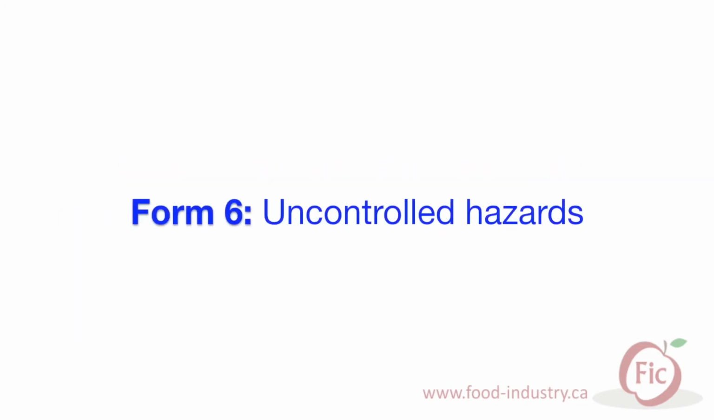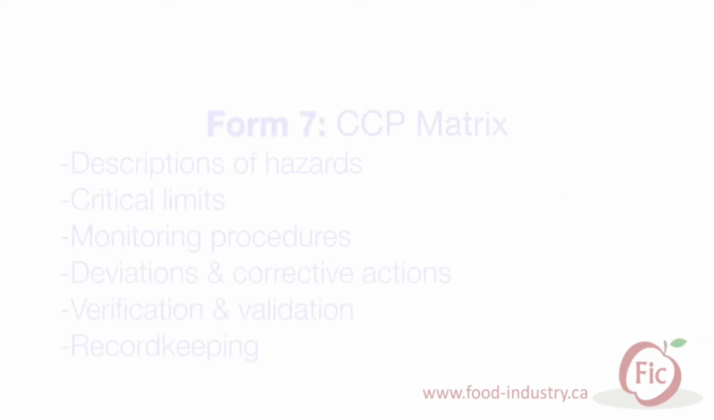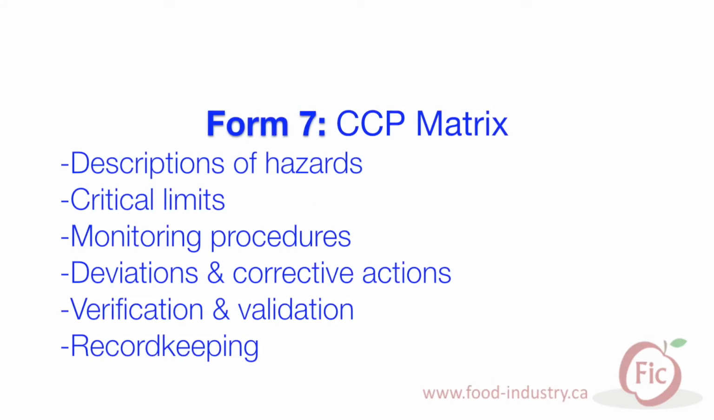Form 6 is for uncontrolled hazards. Form 7 is the CCP matrix, which includes information about each CCP. This form consists of descriptions of hazards that are controlled through the CCP, CCP critical limits, its monitoring procedures, deviations and corrective actions, as well as verification, validation, and record keeping. Development of these 12 steps and their applicable forms will be explained in detail throughout this course.